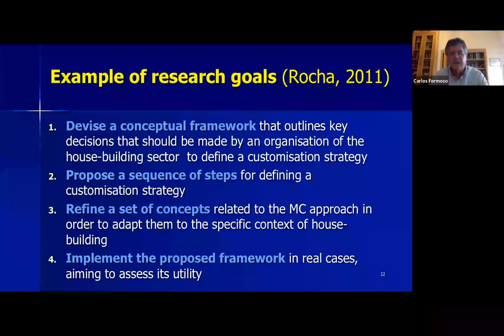So she devised the main outcome, the main artifact was a conceptual framework, which could be classified as a conceptual model, right? She proposed a sequence of steps, a method for defining a customization strategy. She refined a set of concepts related to mass customization approach. So there was a conceptual contribution. And she also implemented the proposed framework in real cases. So this was the instantiation. So you can see the 4 elements or the 4 types of outcomes proposed by Martin Smith.